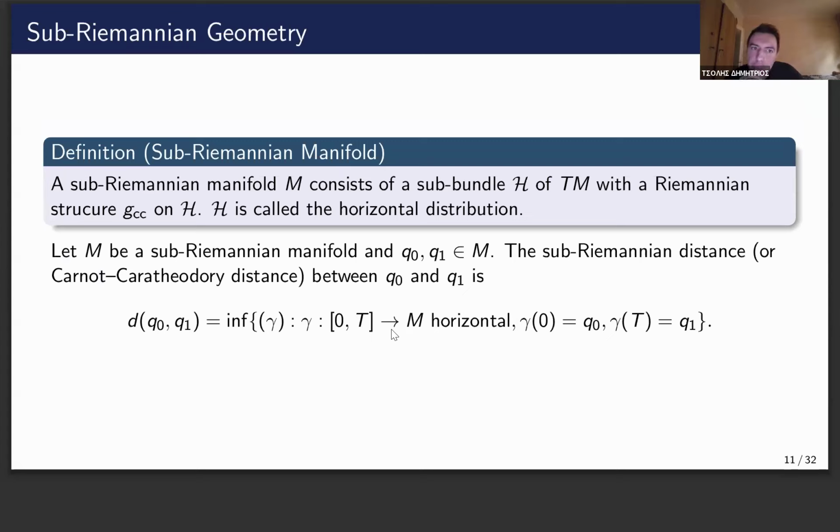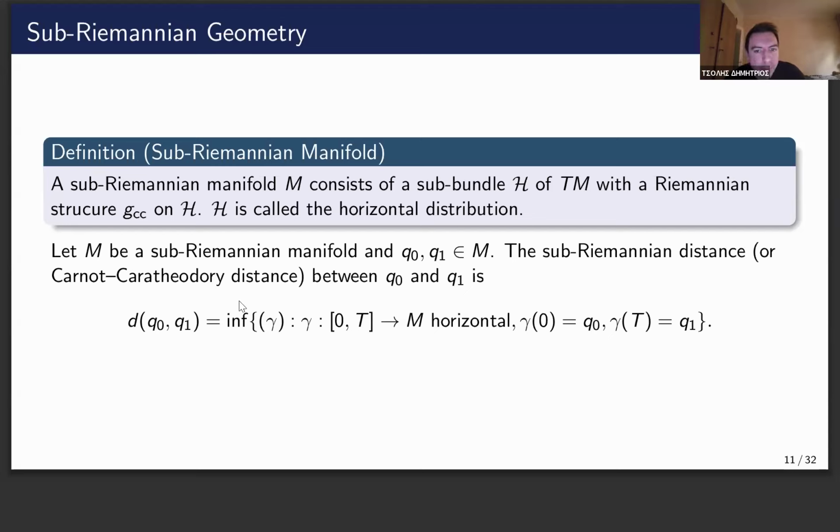Okay, now we define Sub-Riemannian manifolds. A Sub-Riemannian manifold is essentially a manifold that consists of a subbundle with a Riemannian metric defined only on the subbundle. We call this subbundle a horizontal distribution. In our case, we study manifolds such that the horizontal distribution is exactly the contact structure. So we want manifolds that carry a Sub-Riemannian metric and also a contact structure and a CR structure.